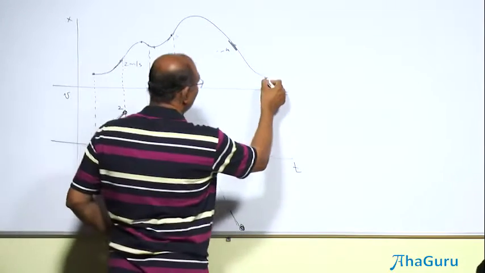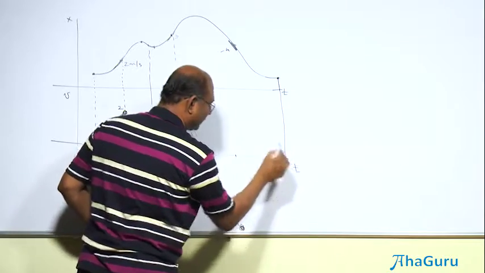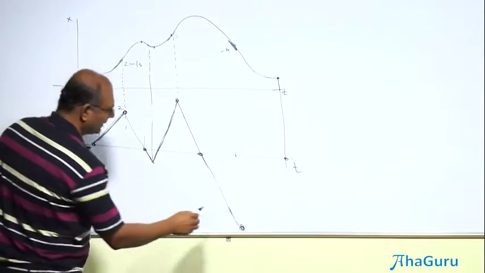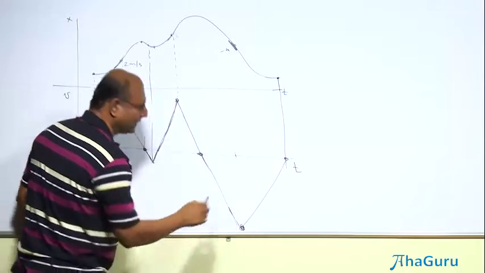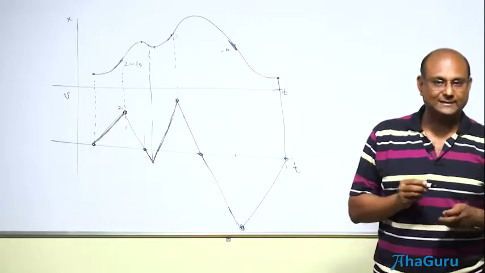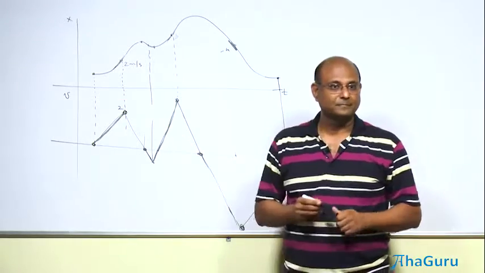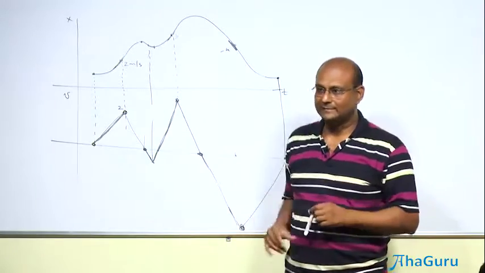Where does it become 0? Maybe somewhere here it becomes 0, which means at this point the velocity has become 0. And so this probably is the line. Now I have assumed that all these pieces were all uniformly accelerated. Now it may not have been. This itself could have been a curve. But for simplicity, I am just assuming they are straight lines.